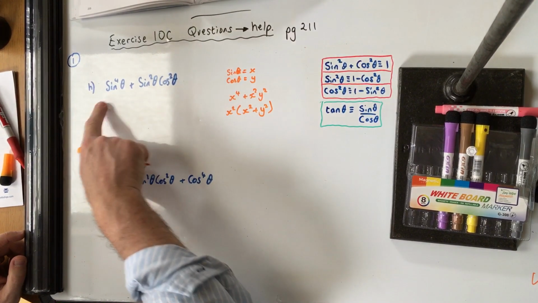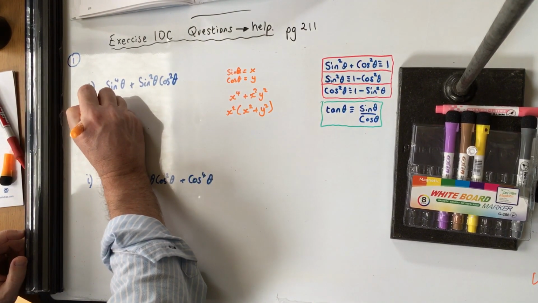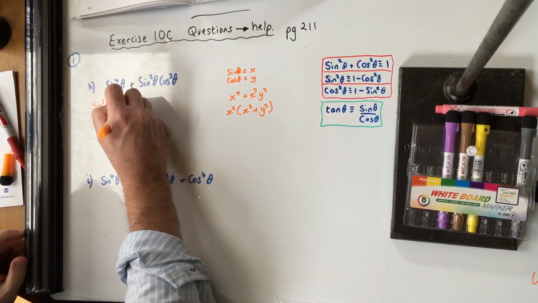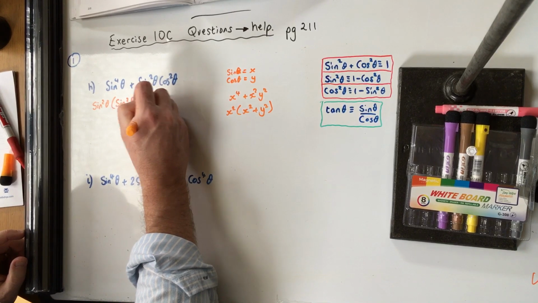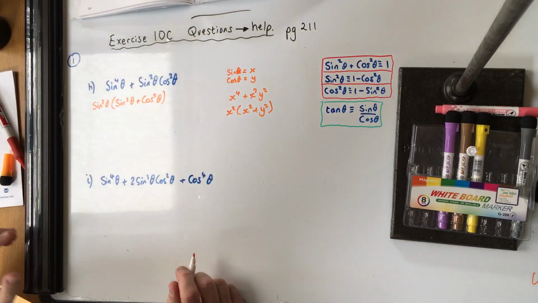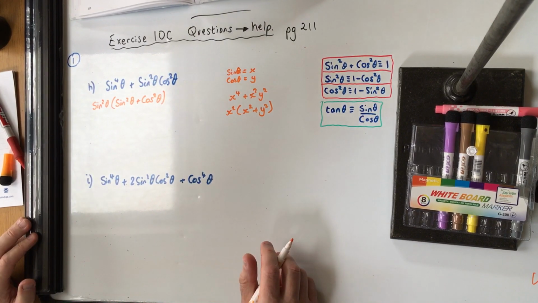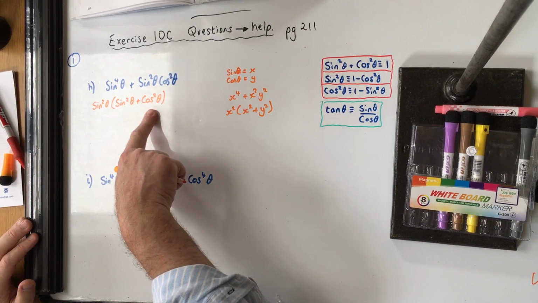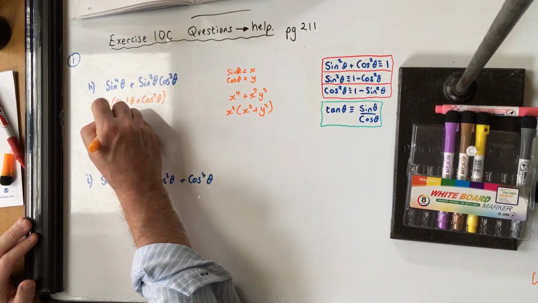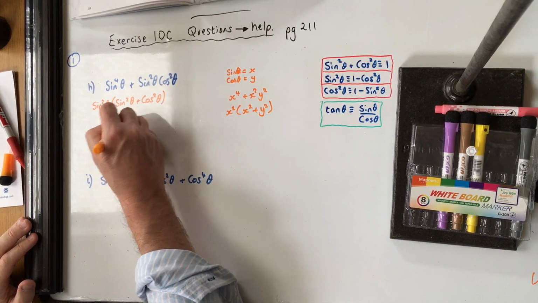So here what we're doing is we're just factorising it and taking out sine squared theta. When we do that, we've got sine squared theta plus cos squared theta. Now, you might not spot that straight away. It's an experience thing, and obviously I'm very experienced. So sine squared plus cos squared is 1, so you've just got sine squared theta. For that one, that's that one.